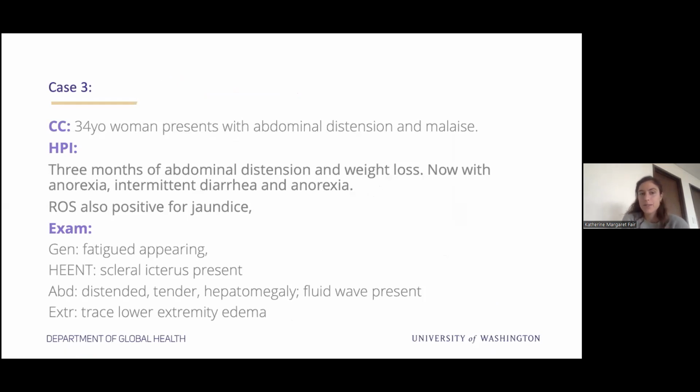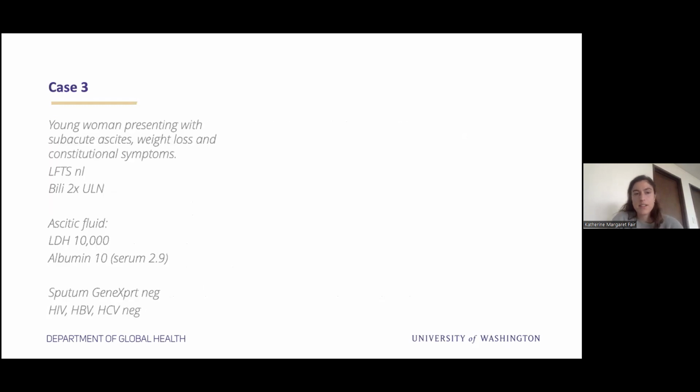So this is a 34-year-old woman who presents with abdominal distension and malaise. She's had it for about 3 months, with some weight loss, anorexia, now diarrhea, and also evidence of jaundice that she's noticed and her family's noticed. She's fatigued with scleral icterus. She has some organomegaly, hepatomegaly, and you appreciate a fluid wave, maybe some trace lower extremity edema. To summarize, this is a young woman presenting with subacute ascites, weight loss, and constitutional symptoms.